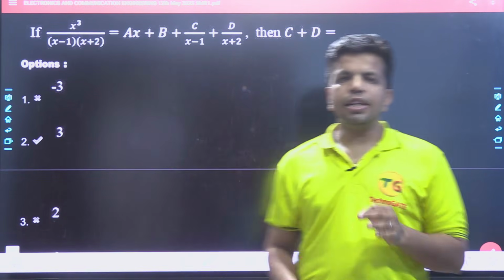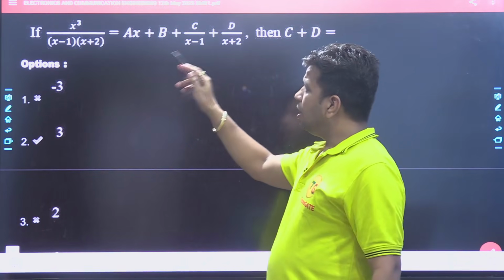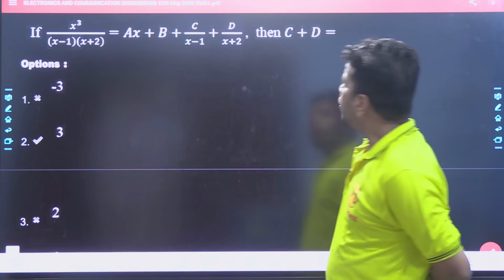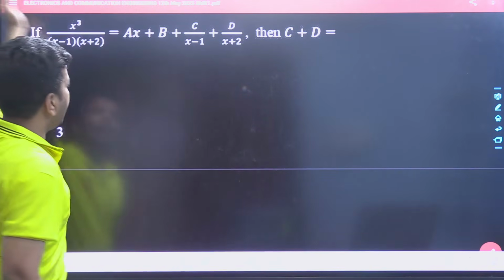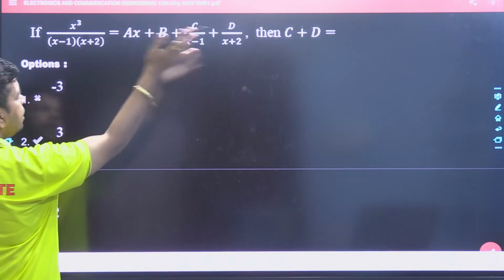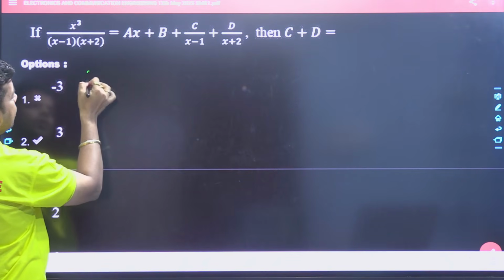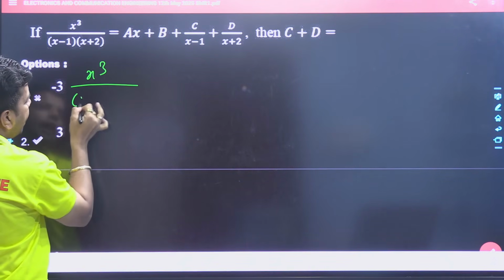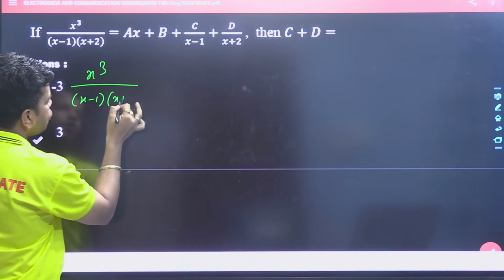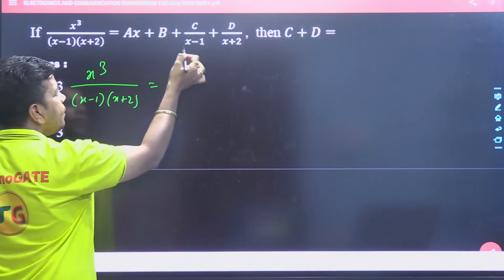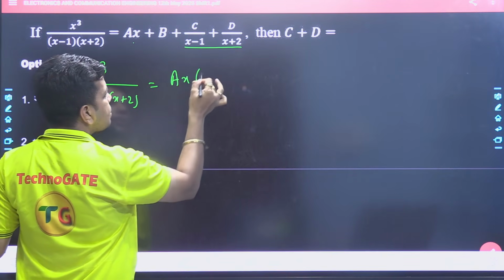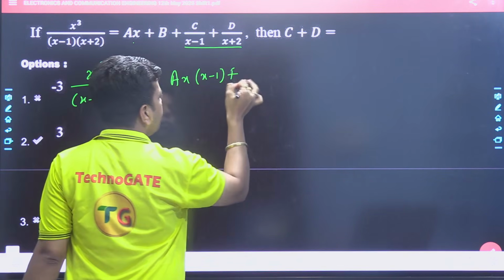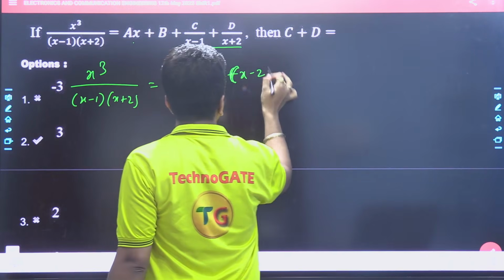Now see, the next question is, we need to find the value of c plus d. So simply we can take LCM on the right hand side and just compare the coefficients. We can easily identify the answer. So x cube divided by x minus 1, x plus 2. Here we can multiply by these two terms for ax. So ax multiplied by x minus 1 multiplied by x plus 2.